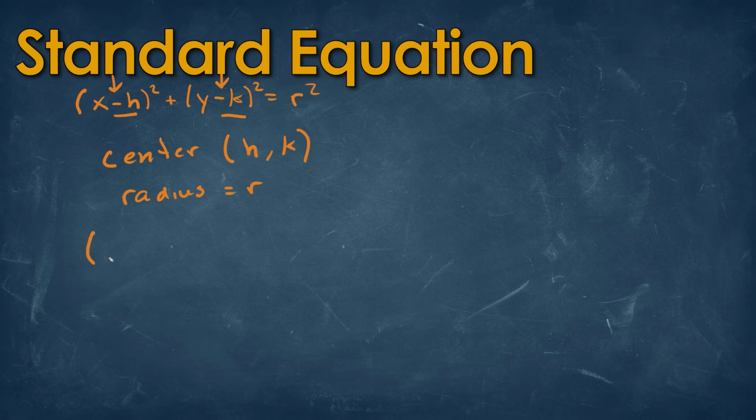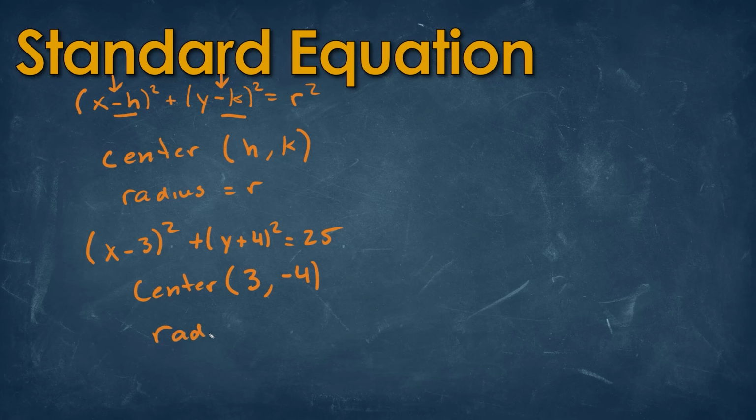So if we have an equation, say, of x minus 3 squared plus y plus 4 squared is equal to 25, what that's going to tell us is that the center of our circle is going to be at the point 3 comma negative 4, and then our radius is going to be the square root of 25, which is equal to 5. If we were to graph this, we're going to put a point at 3 comma negative 4 for the center of our circle.